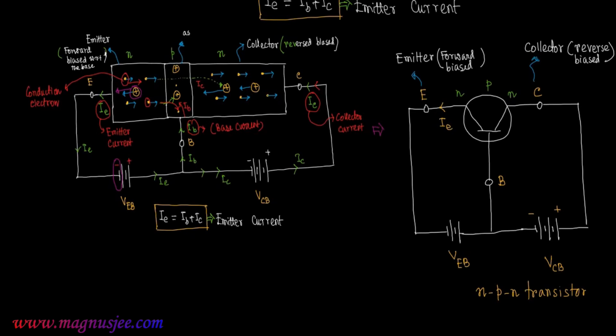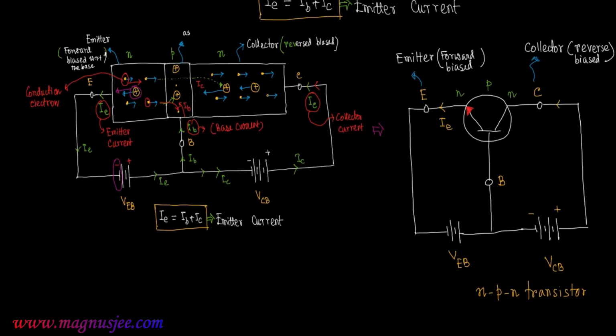Now we can denote the direction of current. For an NPN transistor, emitter current will flow away from the emitter, and we have to denote an arrow at the end of the emitter. This arrow is important. It indicates the direction of motion of majority charge carriers. So always denote this arrow in the emitter. This arrow indicates the direction of motion of majority charge carriers in the emitter.